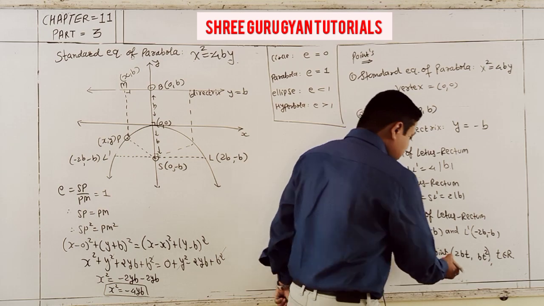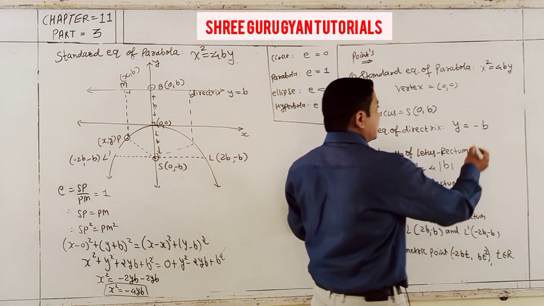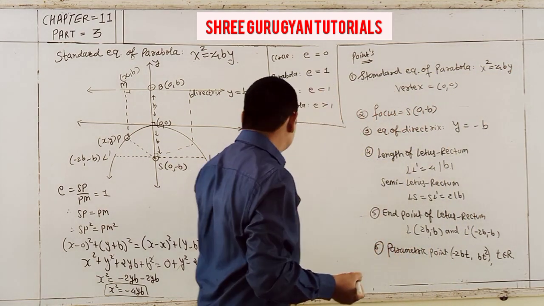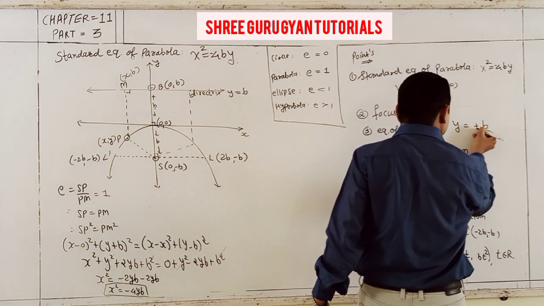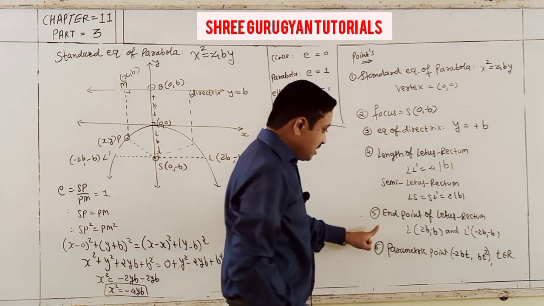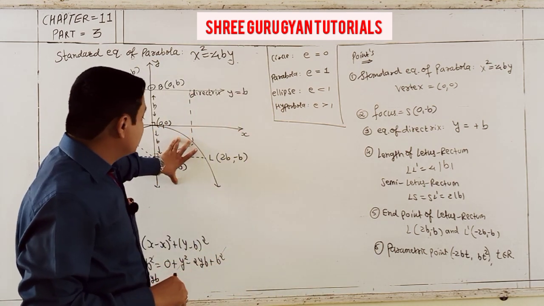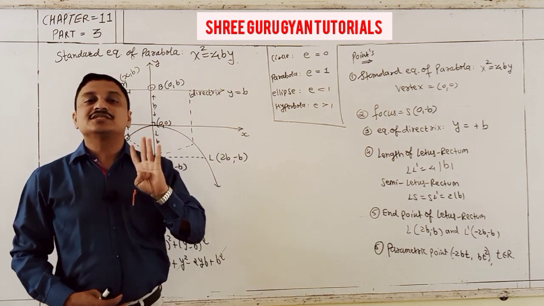This also changes, here minus. This changes, x square is equal to minus 4by. Similarly, this minus, because focus becomes 0 comma minus b. Directrix, y is equal to plus b. This is the same, that already I changed here. And after this drawing, you will write down, students, all points. Now here 4 cases done.